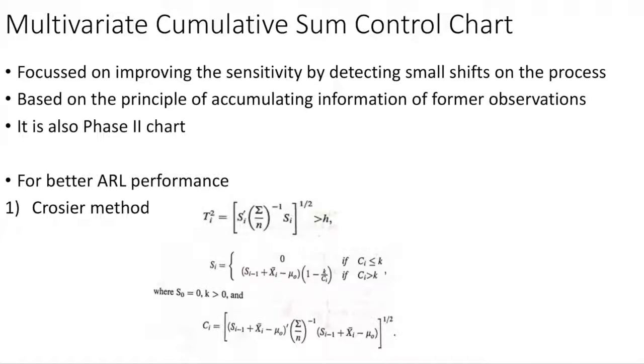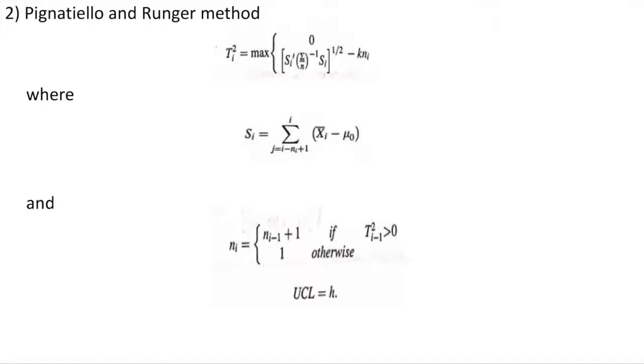And this second method is the Pignatello and Runger method. For this, the t statistics are this. While calculating the t statistics in this case, we calculate the t maximum, t square maximum, for every single observation, and we keep on doing it for all the other remaining observations.